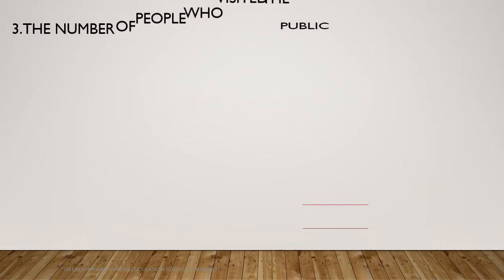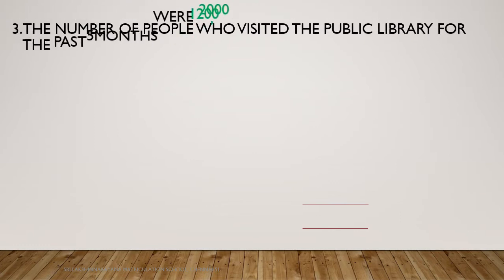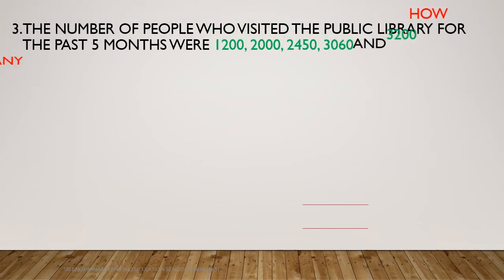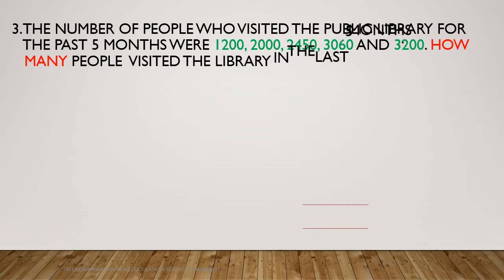Now let us get into the exercise 1.3. Sum number 3. This exercise is full of word problems. The number of people who visited the public library for the past 5 months were 1200, 2000, 2450, 3060, 3200. So, children, count how many numbers are there? Yes, there are 5 numbers.